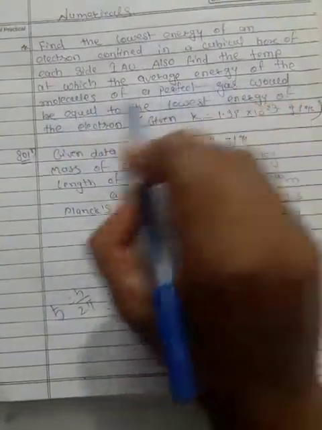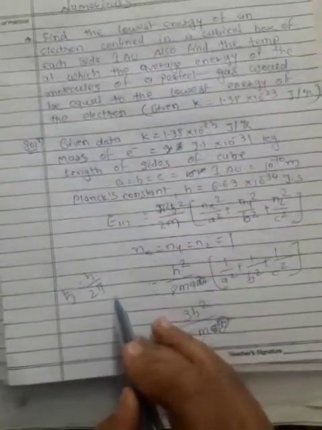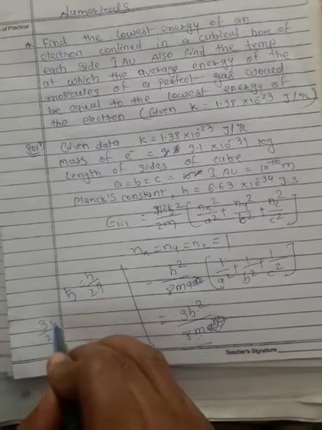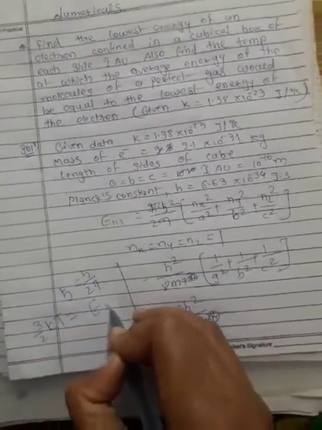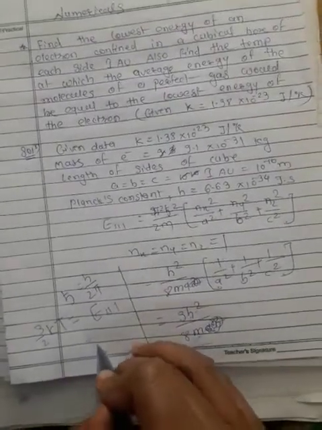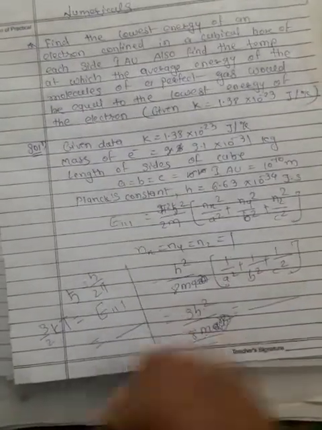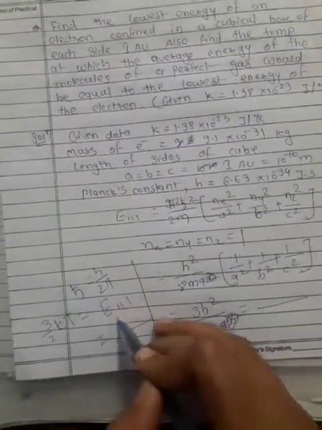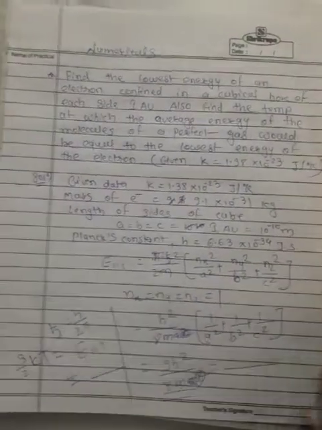equals this energy. The average energy is 3/2 kT, which is equal to the lowest energy. After calculating, we get the value of this energy. Here we substitute this energy. Here k is given, and we only have to calculate T. Then by using this formula we can calculate the temperature. Here is the end of the second unit.